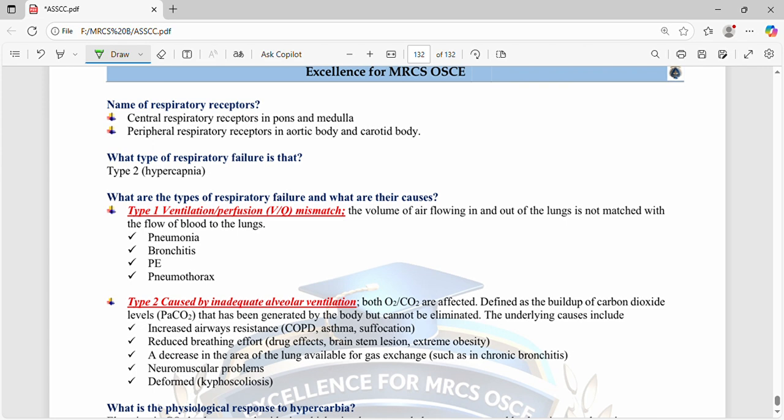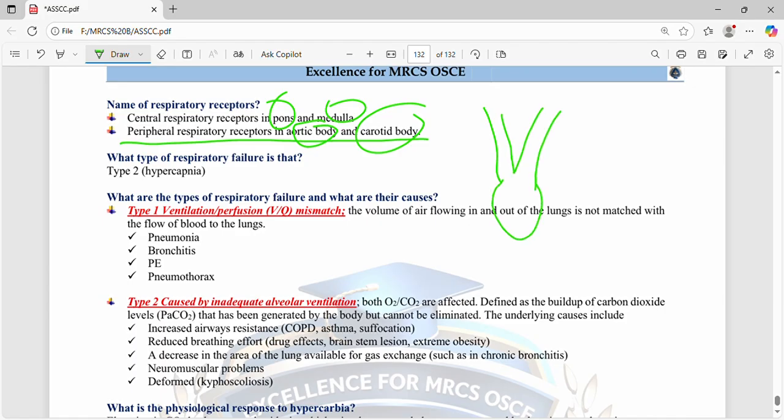Name the respiratory centers. The central respiratory center is in the pons and medulla, and then we have the peripheral respiratory receptors in the aortic body and the carotid body. The common carotid artery splits into internal and external carotid artery, and there is a bulb. So here we have these chemoreceptors, as well as in the aortic arch.